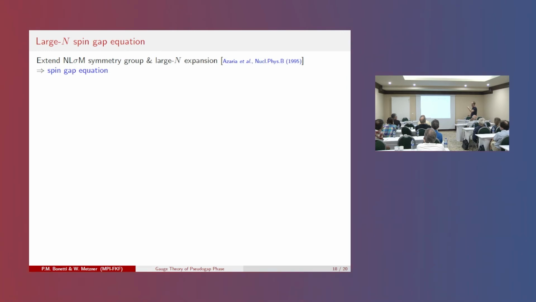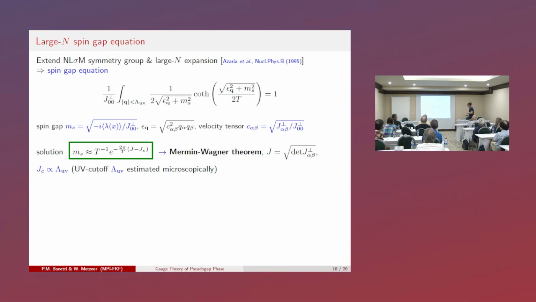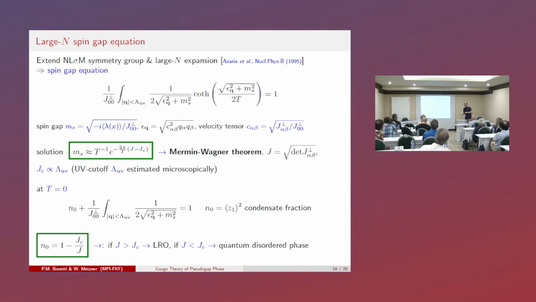This type of sigma model came up already in the 90s in the context of frustrated antiferromagnets. There's a work by Azaria et al., but there are many others. And we do just the leading order 1/n expansion, extending the symmetry group to large n, and then 1/n expansion. That part is fairly standard, and you get some equations for the order and for the spin gap.